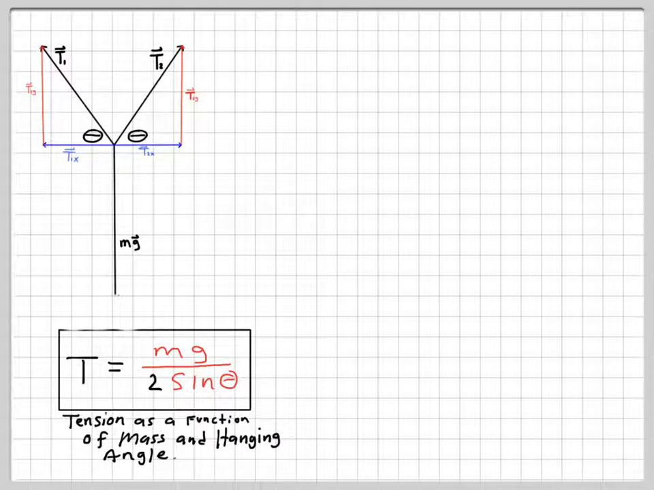Imagine the cables are hanging vertically. In that case, we apply the 90-degree angle to the sine function, and the sine of 90 is 1. So if we look at the tension in the cable at theta equals 90 degrees, then we end up with just the weight force divided by 2, and each of the cables holds half of the tension.